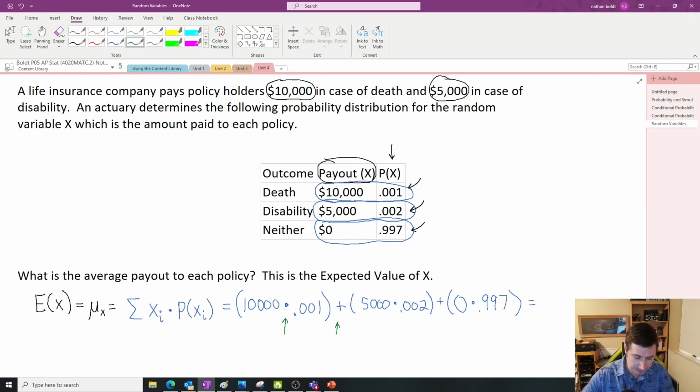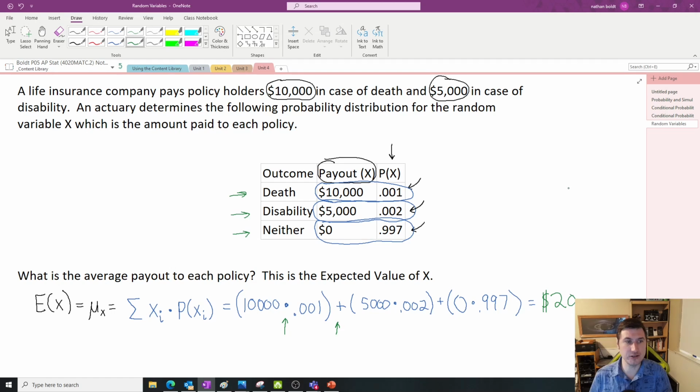But type, enter, and you get $20. So on average, they're going to pay out $20 to each policy. Now, that's an average. Are they actually giving anybody $20? Well, no. They only ever give out 5,000 or 10,000. But most people are getting 0. Those average out to be $20 a piece.